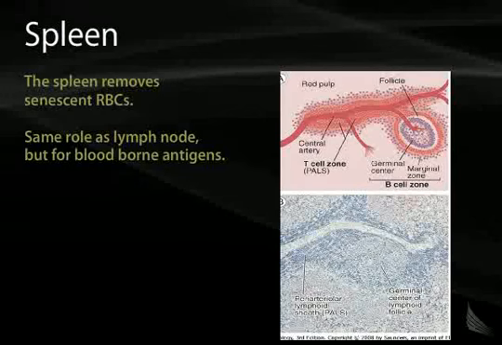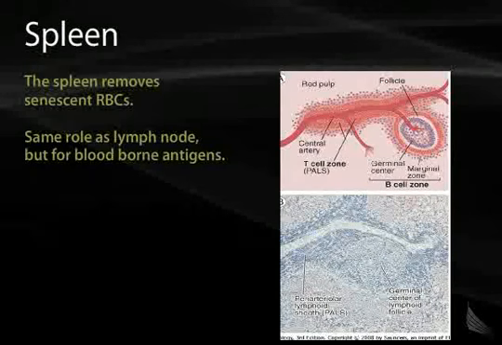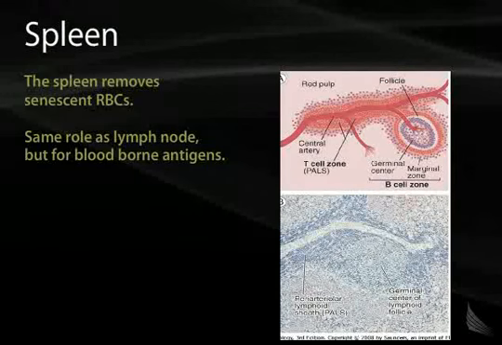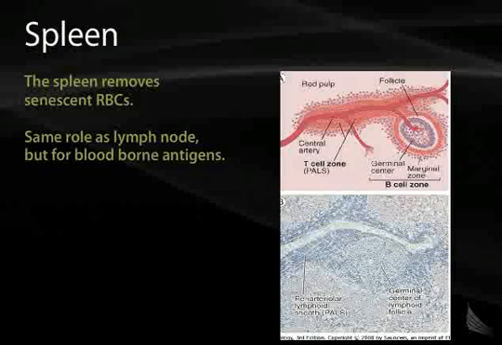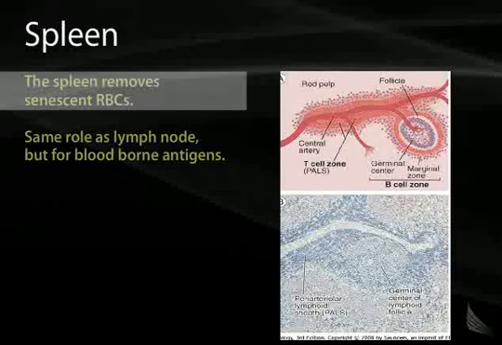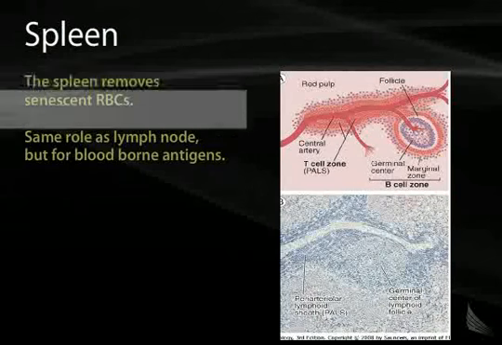Moving on to the spleen. The spleen, as far as immunology goes, you can think of as a bigger lymph node. Instead of filtering the lymph, the spleen's more involved in filtering the blood. So, other than lymphoid function, the spleen also removes senescent red blood cells. So it actually removes white blood cells that are getting too old and red blood cells that are getting too old. It's involved in their breakdown and processing.